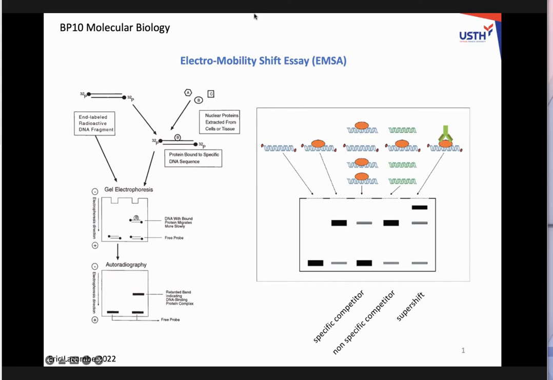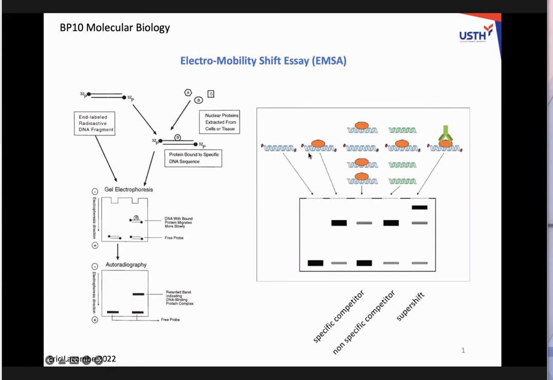Okay. So from this is the right part of the slide. We can be very, very precise. I have to explain, for understanding the next slide and the exercise, what a specific competitor and a non-specific competitor are. First of all, we won't look at the last right lane because it's not important. What we call super shift is not important for us for now.